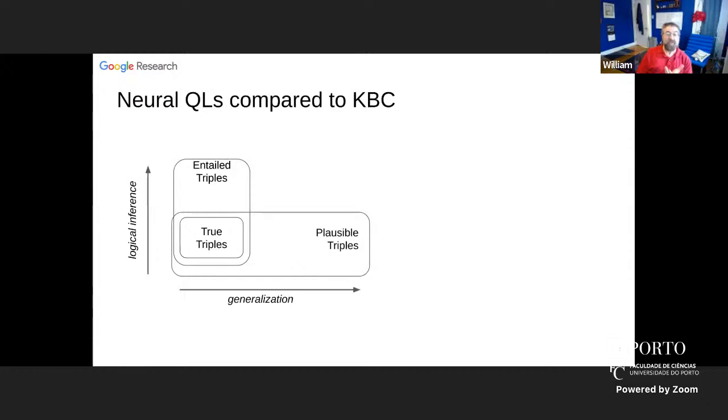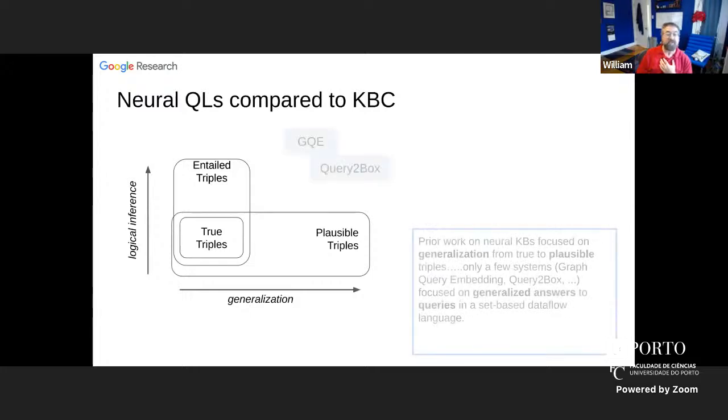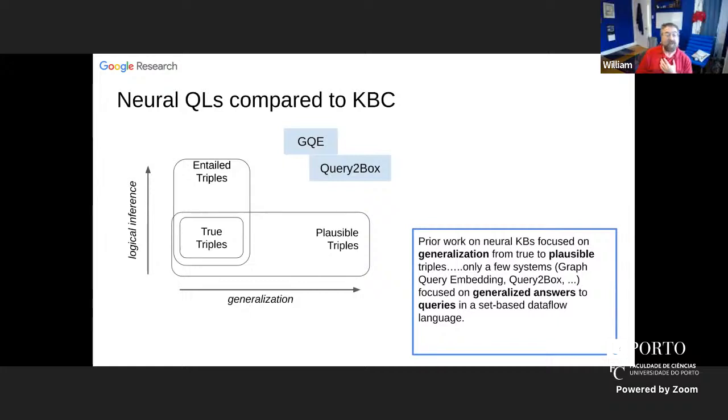And you can sort of imagine, well, what happens if you try and do both? Well, that's a really good question. And until recently, there wasn't a whole lot of work on people trying to do both. So most of the work on generalization basically looked at going from true triples to plausible triples and didn't have anything to do with query languages or logical inference.